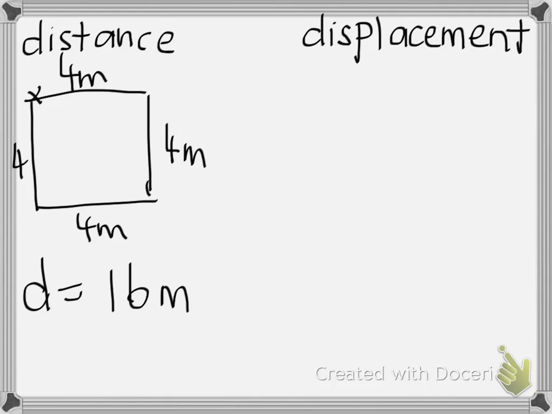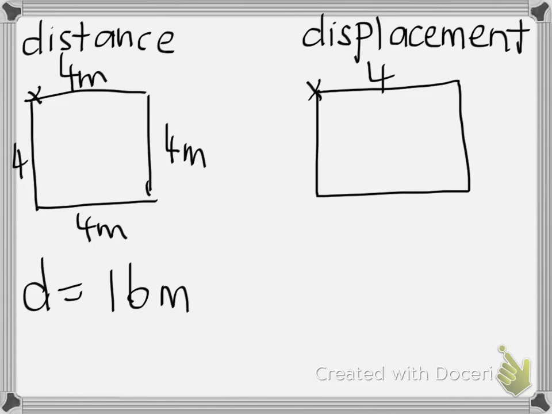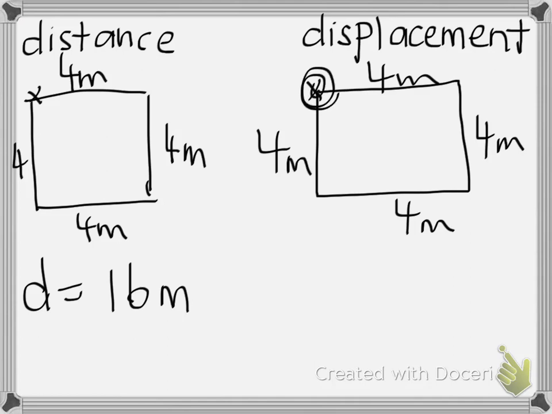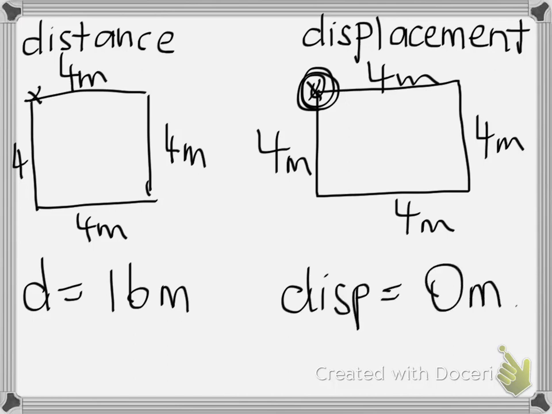Displacement, the difference between distance and displacement is that displacement actually looks at how far you ended up from your starting point. So if I started here and I did the same thing, so 4 meters, 4 meters, 4 meters, 4 meters, I've actually ended up in exactly the same spot that I started from. So my displacement is actually 0. Because even though I've travelled 16 meters in total, I've actually finished in exactly the same spot where I started.